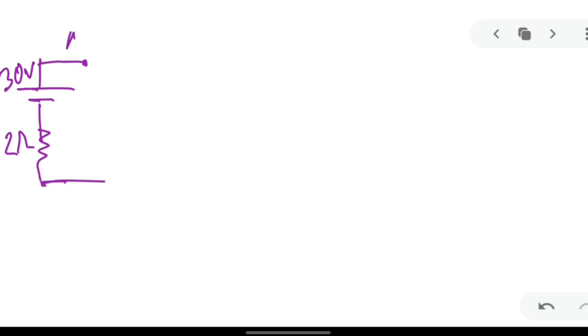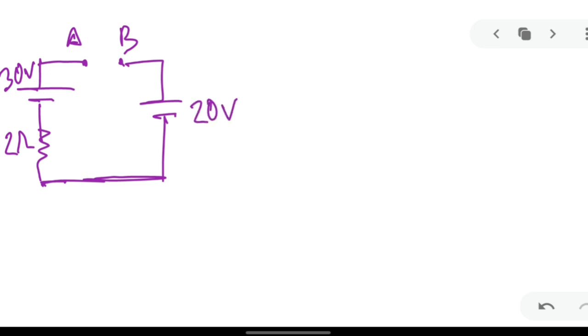and here is A, here is B, it is the 20 volt. Okay, so we can apply the Kirchhoff's voltage law, but here is no need to apply the Kirchhoff's voltage law. We can directly find the current through the AB circuit, and short circuited the AB, it is the IN.